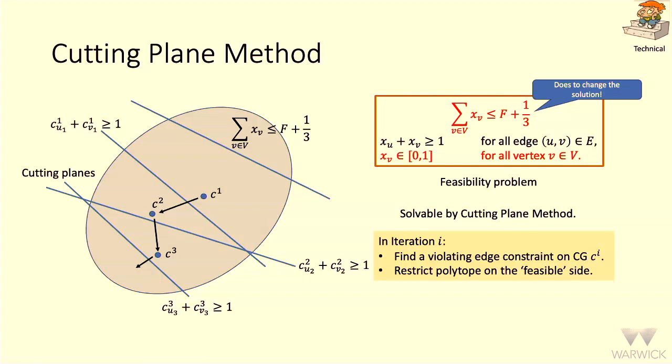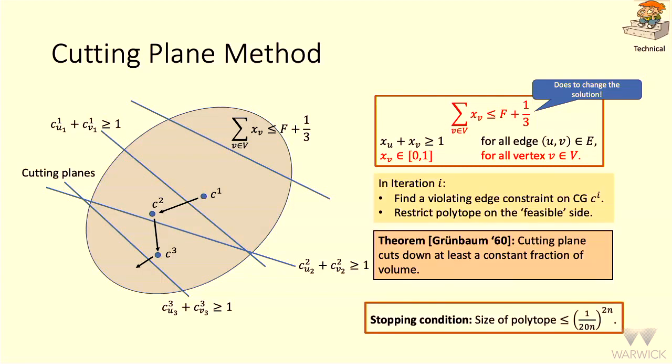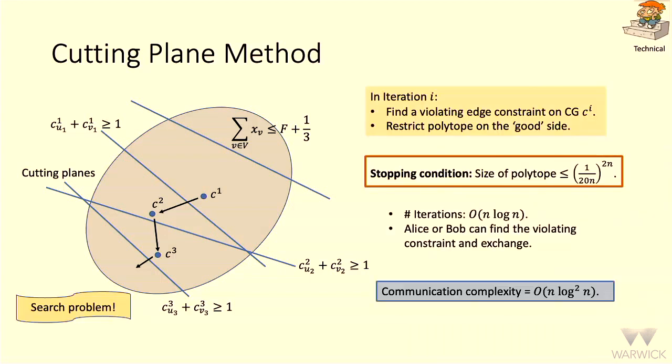So sending an edge across requires log n bits of communication, and by a theorem of Grunbaum, it can be shown that this process terminates in order n steps. So order n rounds of communication. In each round, you have... I'm going to skip this one because I'm running out of time. So the point is that it is order n rounds of communication, and in each round, Alice and Bob just need to share one edge among themselves, which requires log n bits of communication. So you get linear communication, order tilde n.